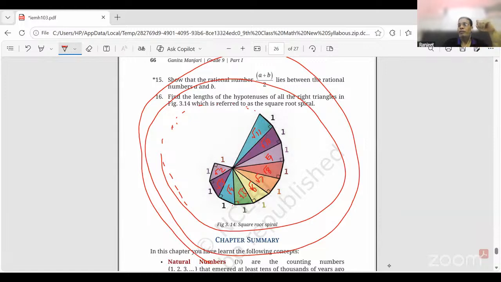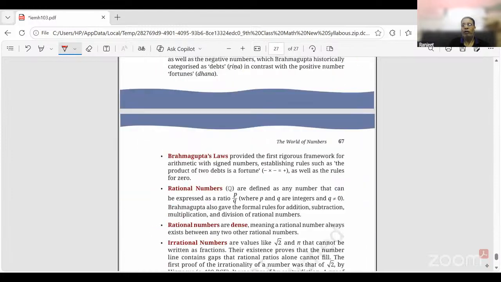Is it clear? So we started to draw here. I started drawing here. I am giving you an example. How was I constructing? I started to construct 1 and 1. Is it clear? Then what does this represent? Root 2.